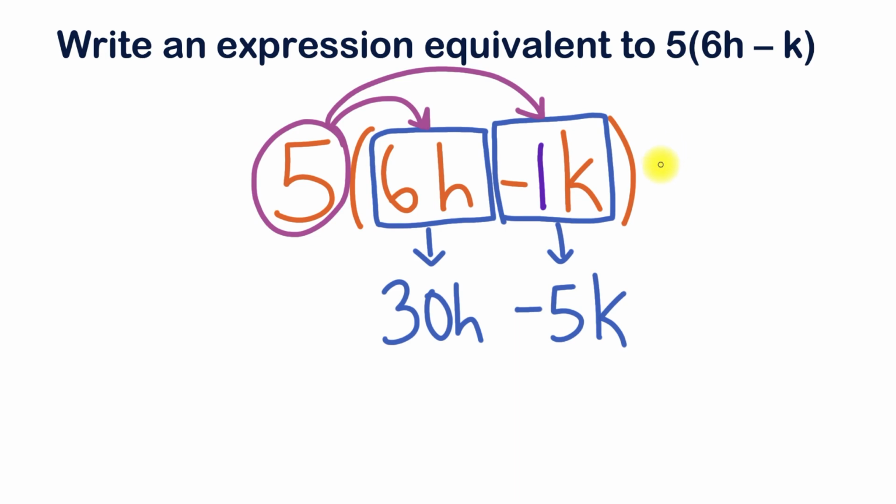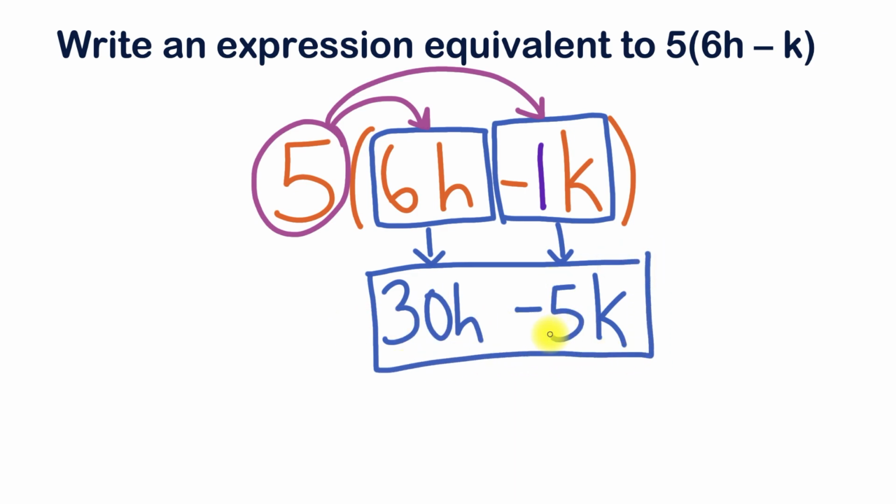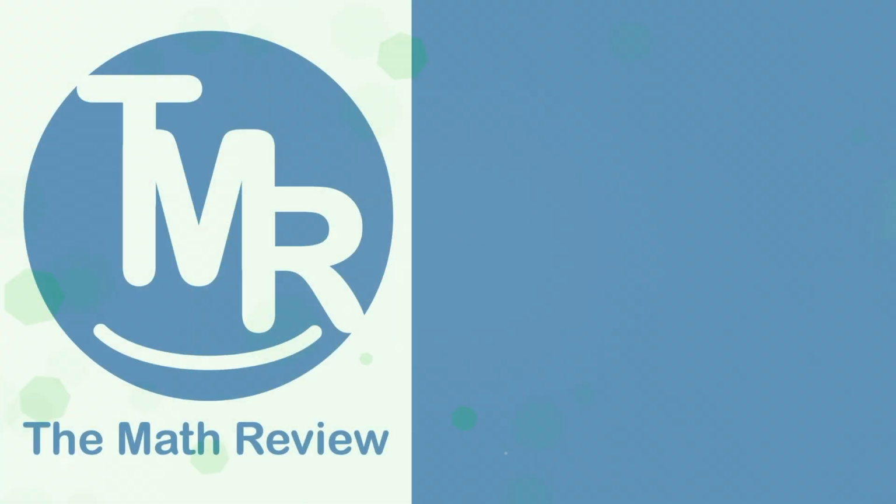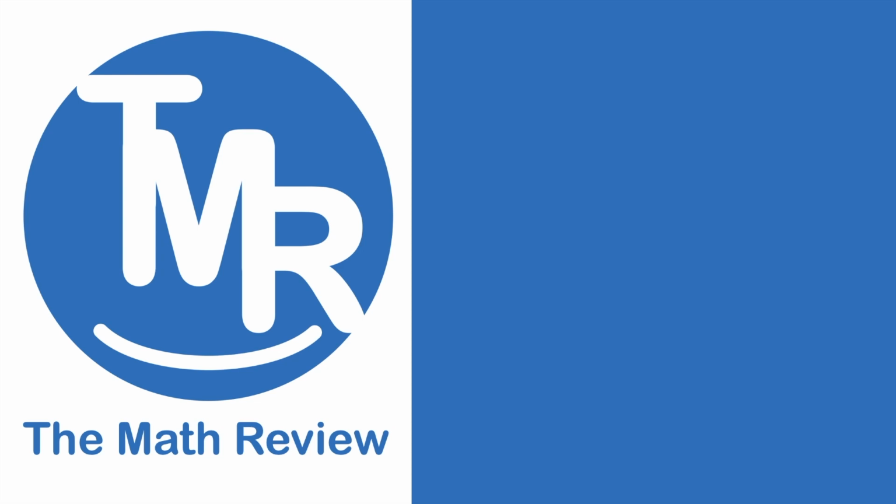But we have to remember that we need to answer the question that's being asked of us. We're being asked to find the equivalent expression. Well, that's this expression here, 30h minus 5k. This new expression, after we've distributed, is the equivalent expression to the original one up here, 5 parentheses 6h minus k.